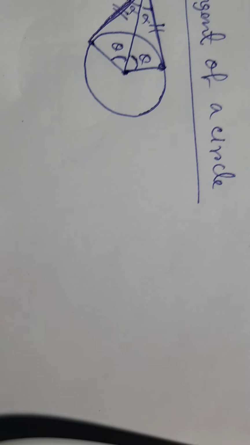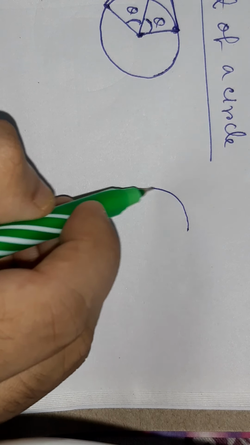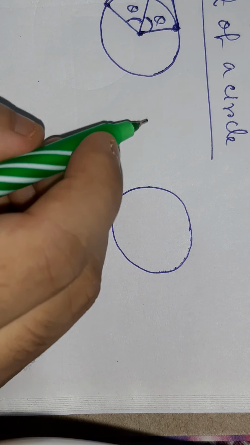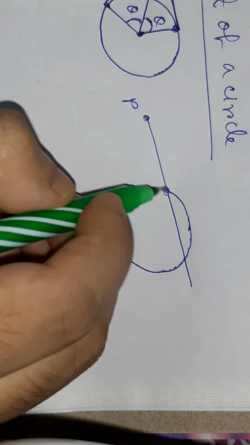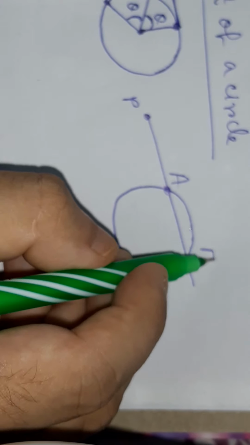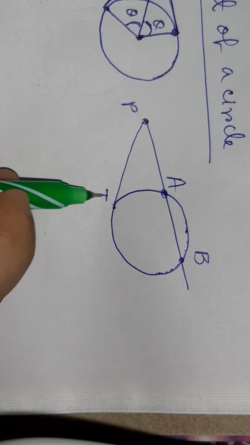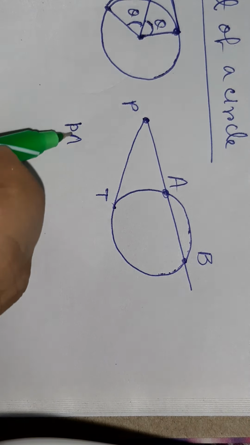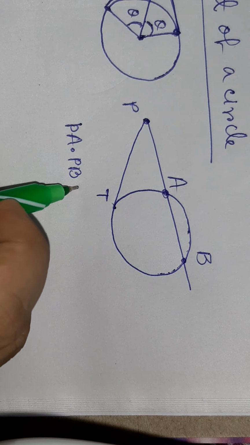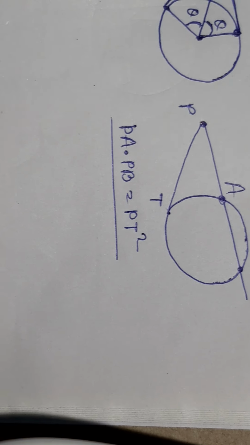Another interesting fact about tangents of a circle is that if we have a circle like this and take a line from the point P that cuts the circle at the points A and B, and the tangent is PT, then if we multiply PA into PB, we get PT square. Now I will move to the equation of the tangent.